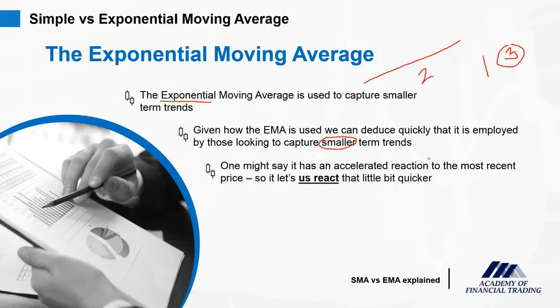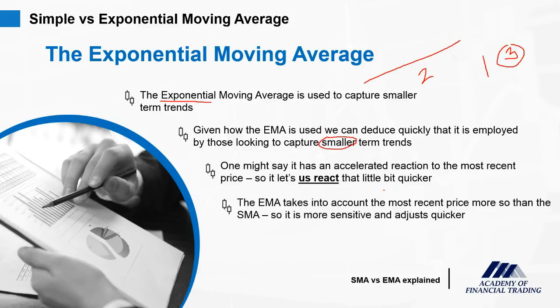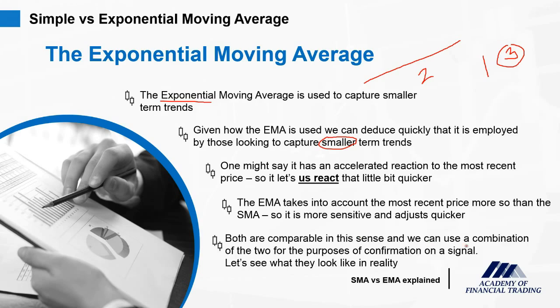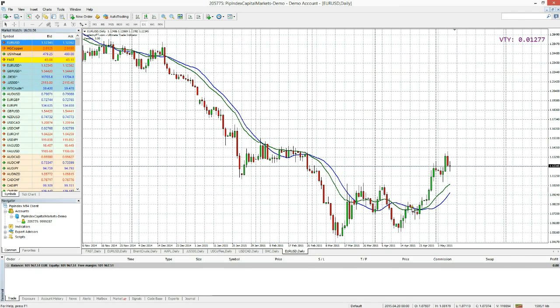Now, one might say, of course, that it has an accelerated or quicker reaction to the most recent price, so it lets us react that little bit quicker. The EMA takes into account more so than the SMA the most recent price. So essentially the EMA is quicker to react and gives us a better insight into how the market is adjusting relative to the past prices. Both are absolutely comparable in this sense, and we can use a combination of the two for the purposes of confirmation of a signal. Let us see, by exploring a very popular chart, what that looks like in reality.